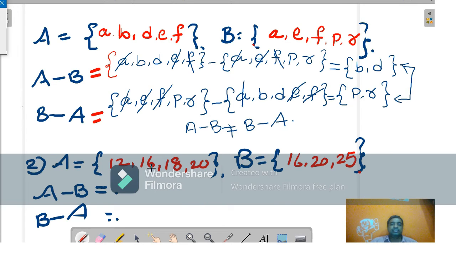Okay, right. So the next question is there. A is equal to {12, 16, 18, 20} and B is equal to {16, 20, 25}. So you try this question. Just copy the question and try.